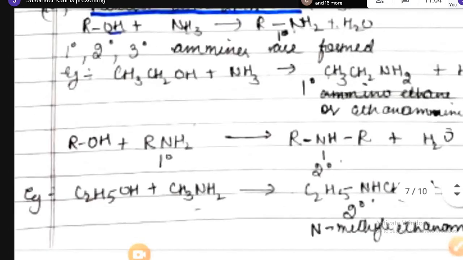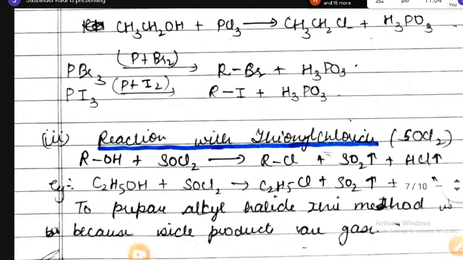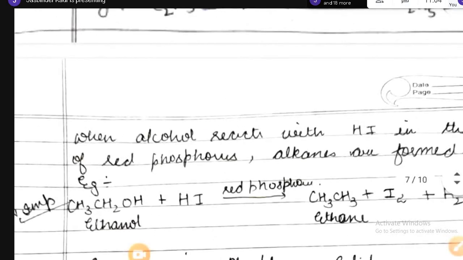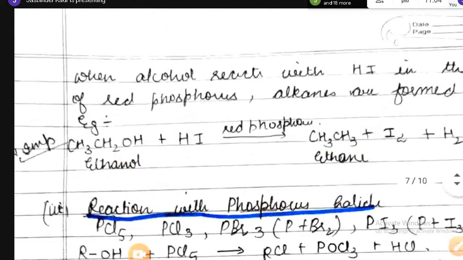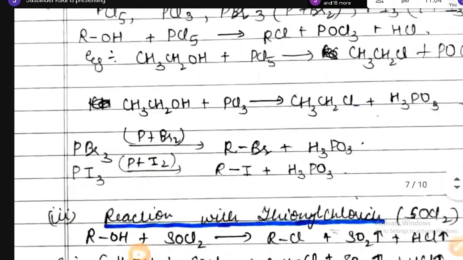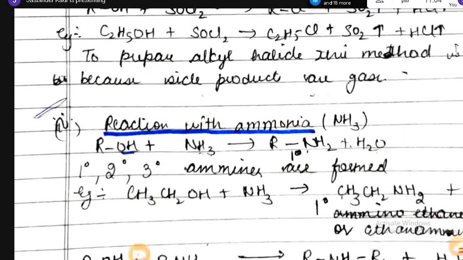So these four reactions are the reactions in which only OH is replaced, that is, first is reaction with halogen acids, second is reaction with phosphorus halides, third is reaction with thionyl chloride, and fourth is reaction with ammonia. These are the four reactions in which the carbon-oxygen bond breaks, or say OH gets replaced with some other group.